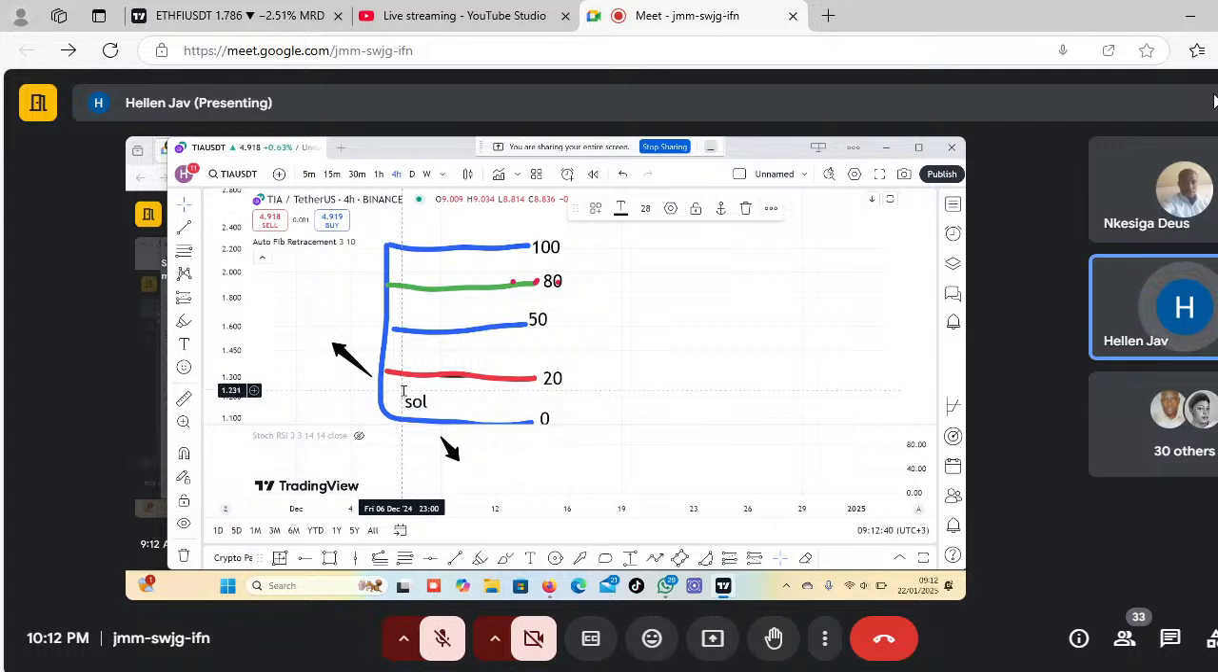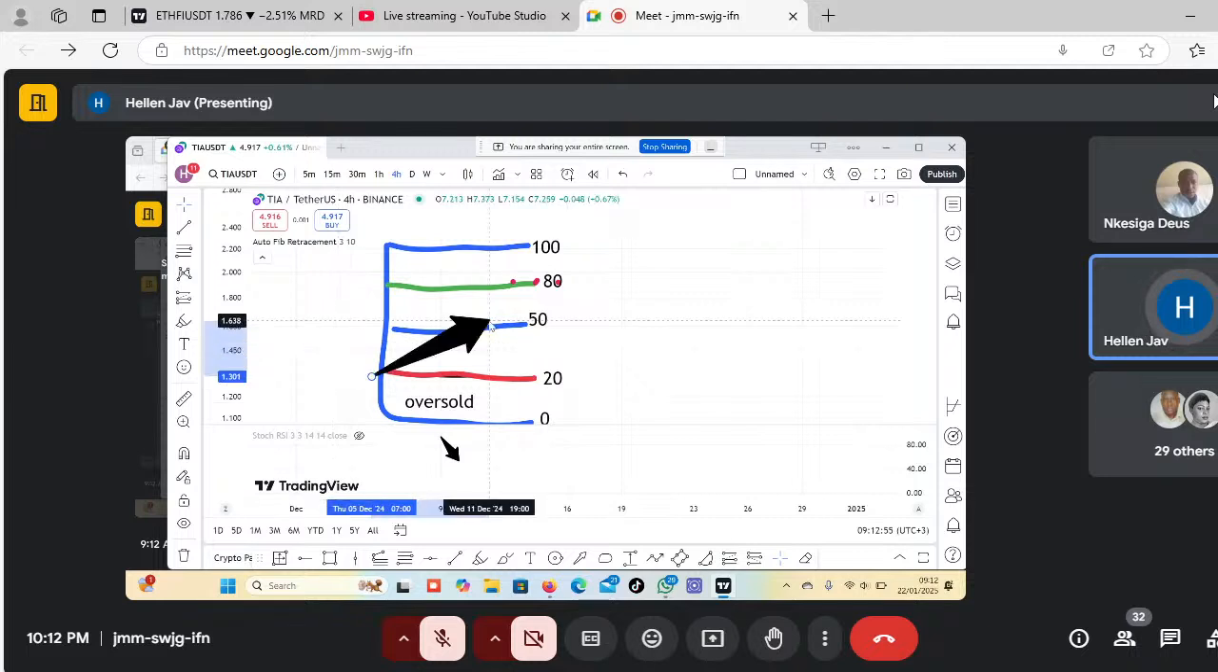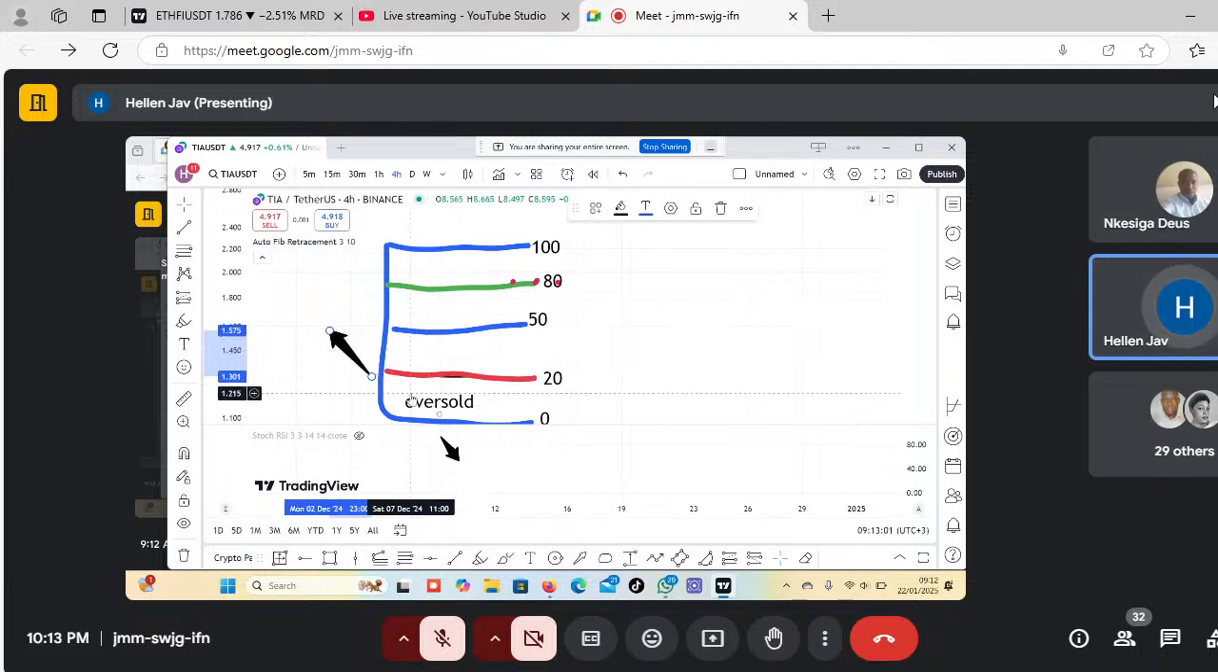We are having that area which we are going to call oversold area. And then this area here, from 20 to 50, is what we can call the sold area, meaning people are selling, but not so much like the first one from 0 to 20. Are you getting the point?